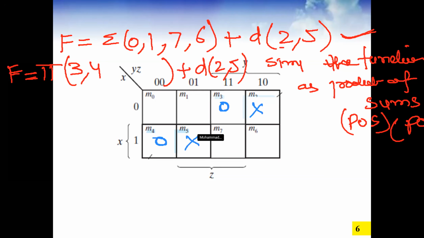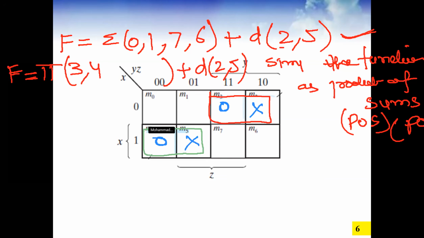All right. Now we have to make the groups. Okay. Now help me out to make the groups. Groups of 2 possible, considering the don't care conditions. Yeah, this one is possible. Another one, this one is possible. That is 3 and 2, and 4 and 5. We can make these 2 groups.